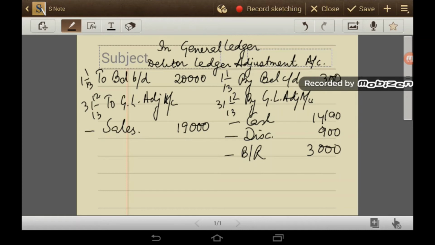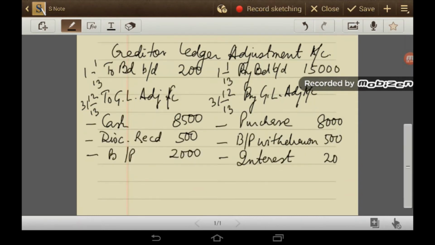Then next item is BR endorsed. BR endorsed is for rupees 800. So endorsement will obviously be towards the creditor. So this is an item of creditor ledger adjustment account. So in creditor ledger adjustment account, your journal entry will be creditor ledger adjustment account debit to general ledger adjustment account for BR endorsed. So this is for BR endorsed 800 rupees.